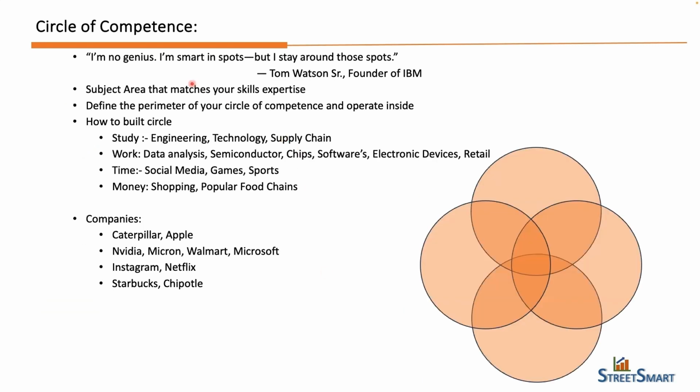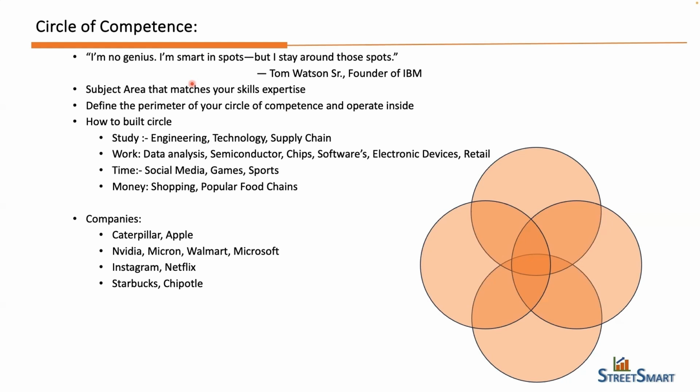So, what is the circle of competence? "I'm no genius. I'm smart in spots, but I stay around those spots." This was said by Tom Watson Senior, the founder of IBM. It is a kind of concept, an imaginary circle, in which your expertise lies. The subject area that matches your skill and expertise. Define the perimeter of your circle of competence and operate inside.